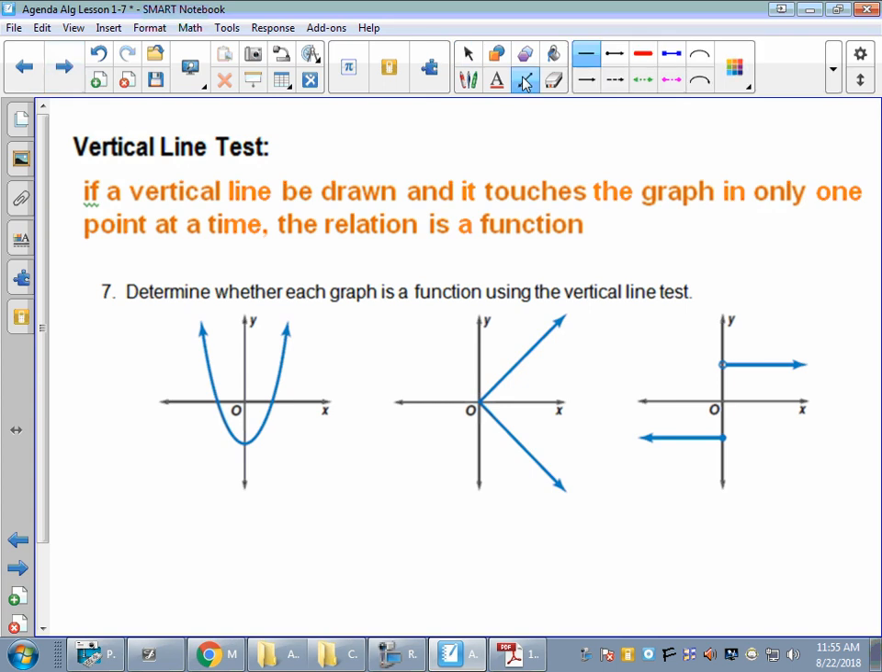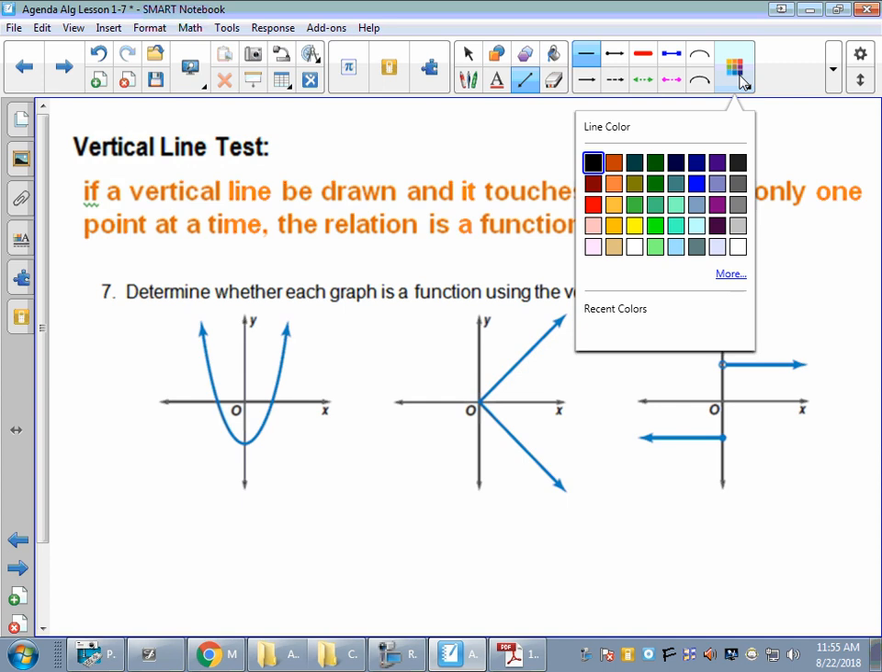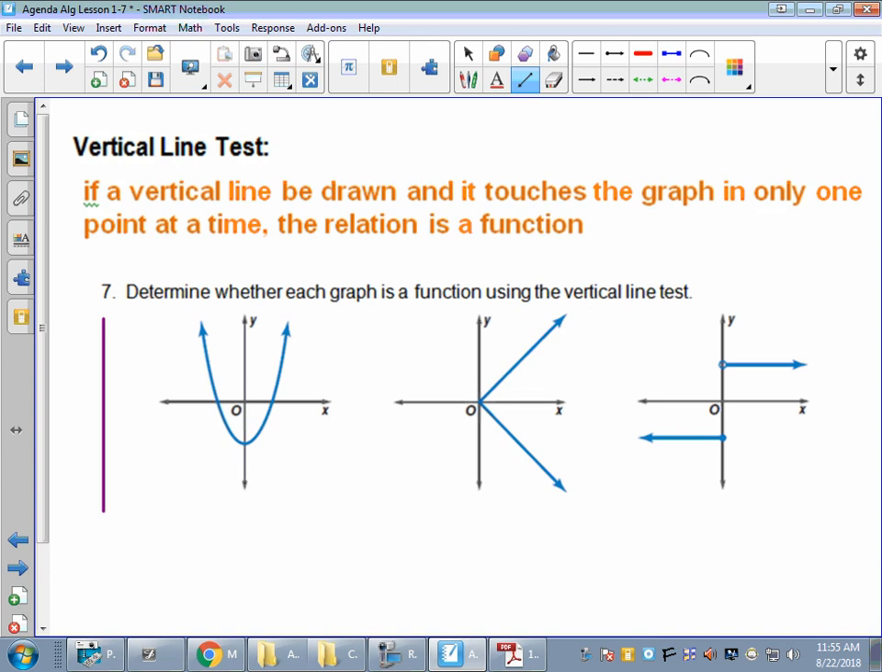So I want to try to get us a vertical line, and let's use this. Okay, let's see what we can do here. All right, perfect. Use a purple line here. All right, so I'm going to take this purple vertical line, and I'm just going to run it over the graph and see if it's a function by using the vertical line test.